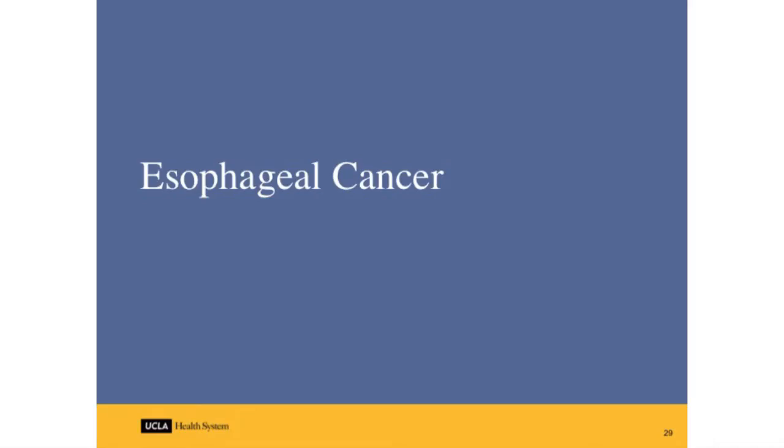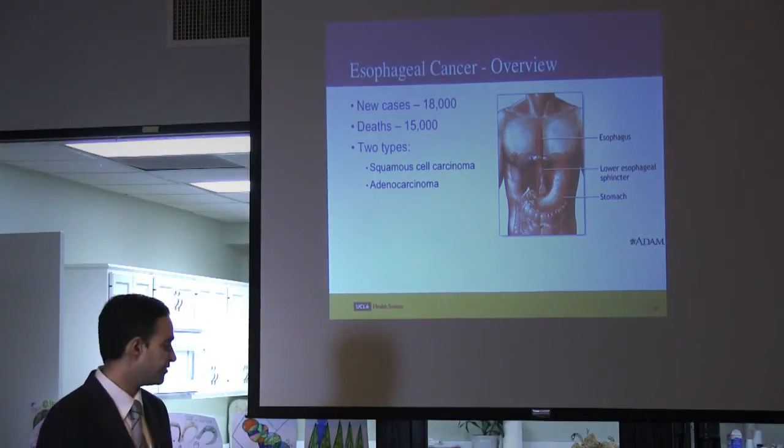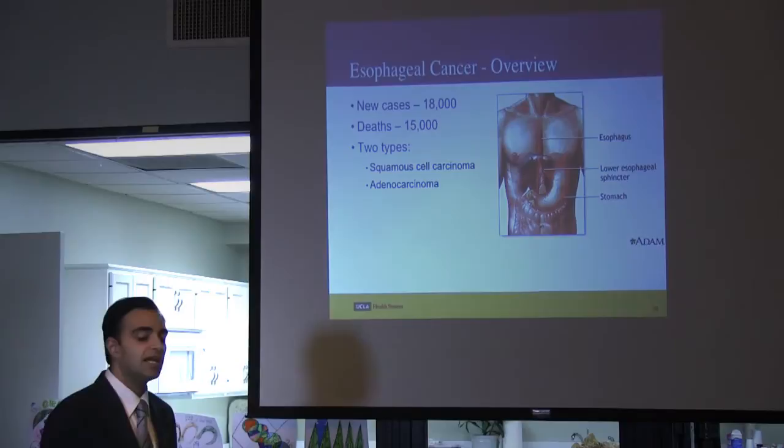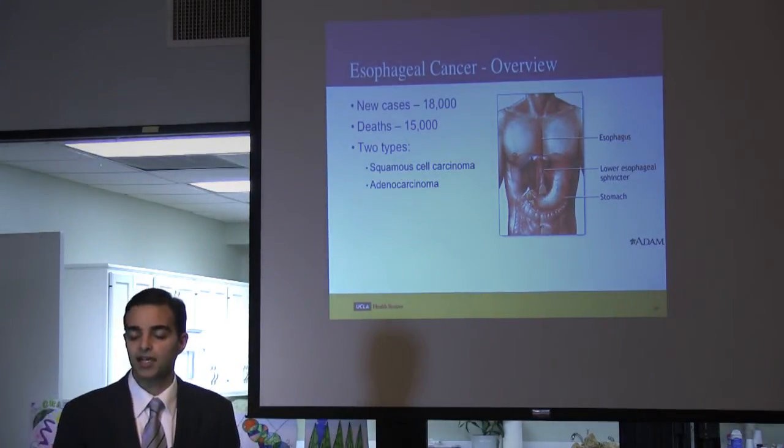So now moving on to esophageal cancer. So again, this is your esophagus or your food pipe. There's 18,000 new cases of esophageal cancer per year. There's 15,000 deaths. There's two types of esophageal cancer. One is squamous cell cancer. That usually occurs in the upper half of the esophagus. And the major risk factors of squamous cell esophageal cancer are smoking and alcohol.